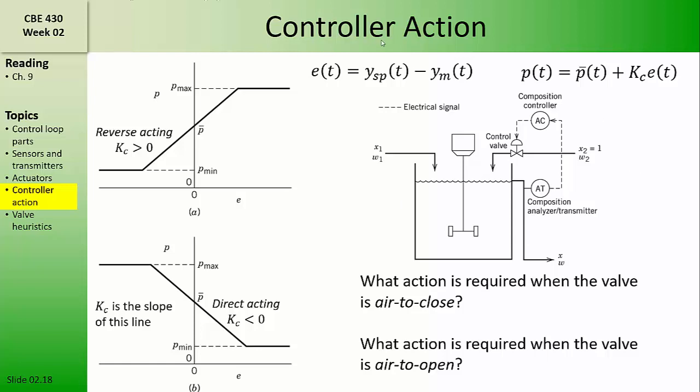To select the correct controller action, we need to know how the manipulated variable affects the controlled variable. In other words, what's the sign of the process gain? We also need to know the gains of all the other components of the control loop. We'll assume that sensors and transmitters have positive gains or are direct acting. The sign of the control valve gain should be determined based on process safety and other requirements. Only after knowing all of the other gains in the control loop can we select the correct gain for the controller.